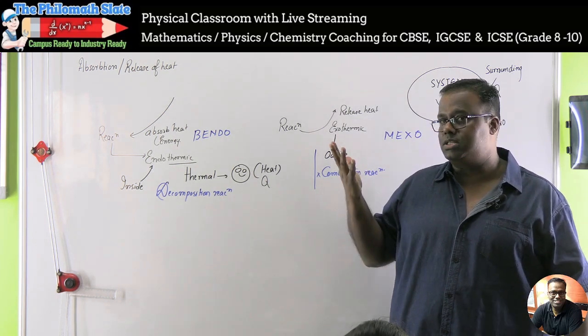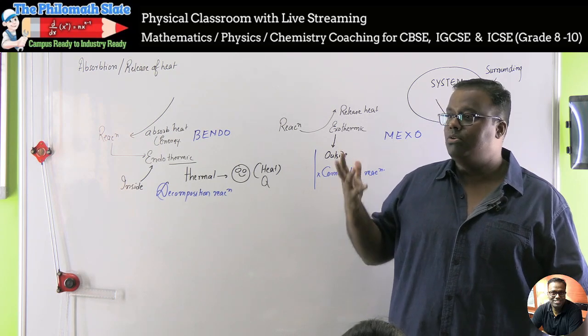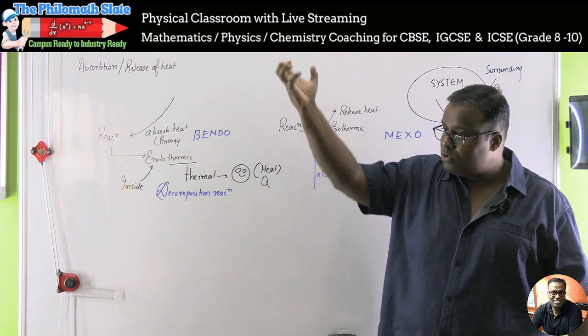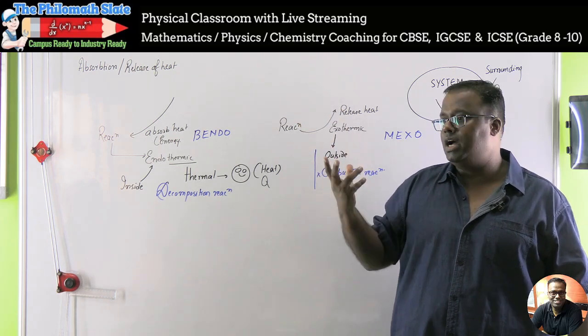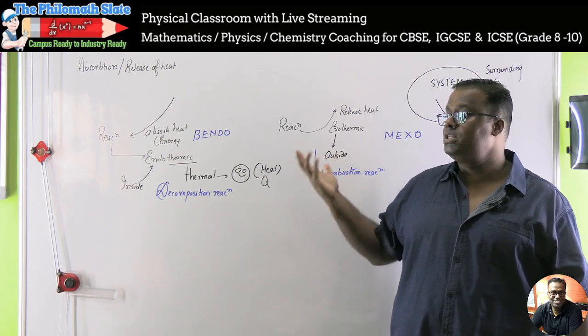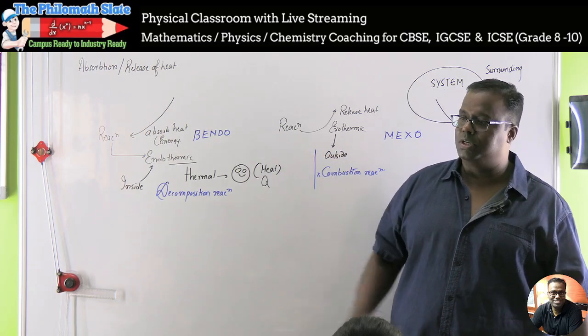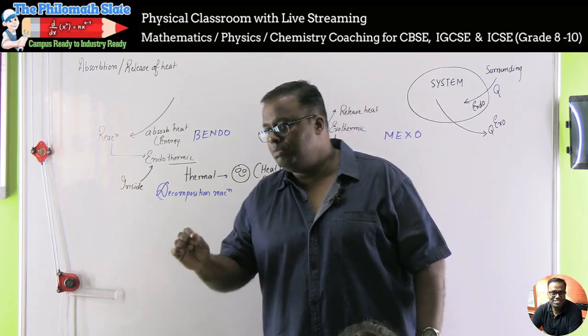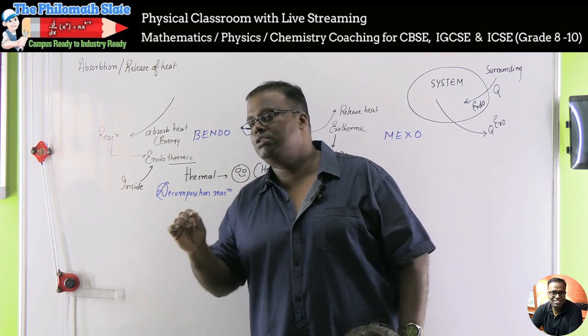Melting of glaciers. How is the glacier melting? By absorbing heat from the sunlight, the ice is melting. So melting of glacier is also known as endothermic. Okay. Now formation of nitrogen monoxide.